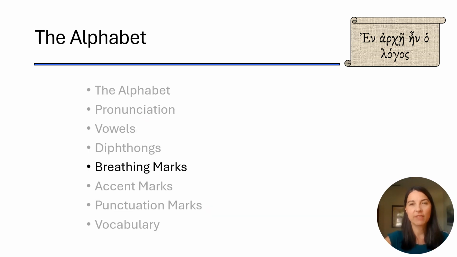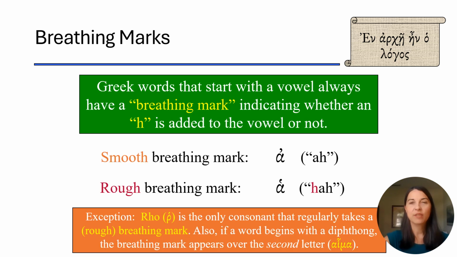Another thing in Greek that can affect pronunciation are breathing marks. Greek words that start with a vowel always have a breathing mark indicating whether you need to pronounce it with an H sound in front of it. So when you have a smooth breathing mark, looks like a comma, you would say ah. When you have a rough breathing mark, looks like a little C, you say ha. And my little mnemonic is when I see one that looks like a C, I say come along and say it with an H. That's just how I've learned to remember it, ha.